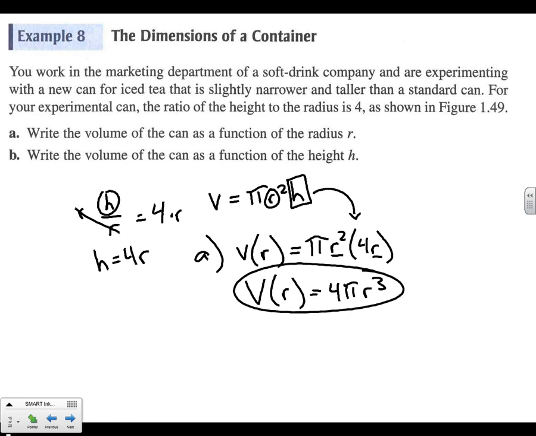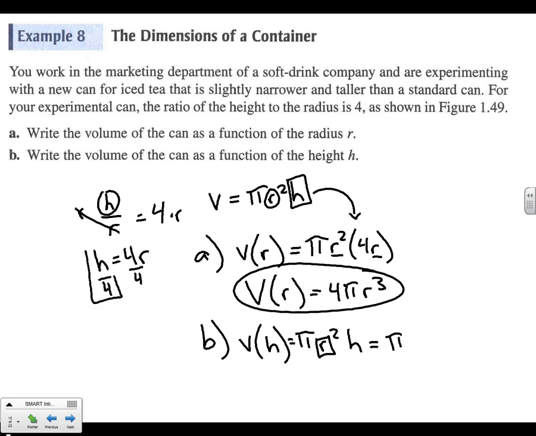And that's your answer. For part B, V as a function of h, we've got V equals pi r squared h. We've got to substitute the r out of here, right? So this is pi. Instead of r, we can say h divided by 4 equals r. So pi times h over 4 squared times h. And so to finish this, we've got pi over 4 squared, which is 16, times h squared and another h, so h cubed.